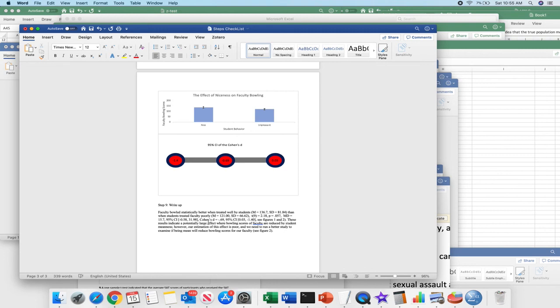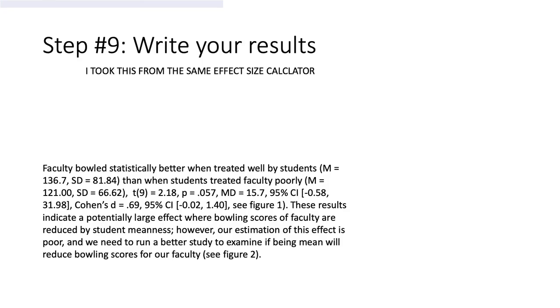These results indicate a potentially large effect where bowling scores of faculty are reduced by student meanness. However, our estimation of this effect is poor, and we need to run a better study to examine if being mean, or unpleasant, if you want to write it that way, will reduce bowling scores for our faculty. And we are done, and this is a perfect score. This is a perfect test, and it's been great, and I think you really understand what's going on, and I think it's pretty amazing.